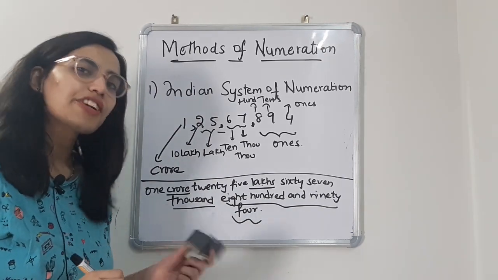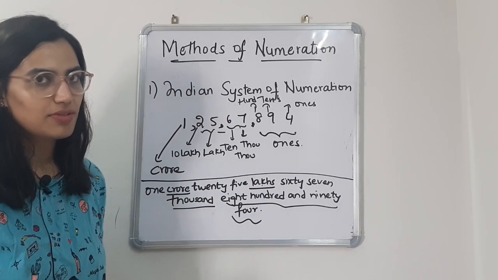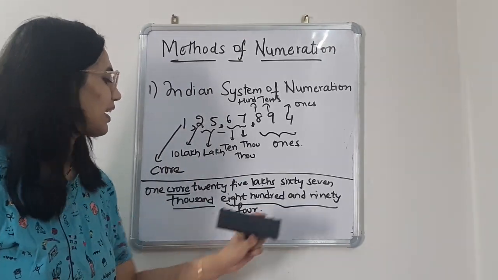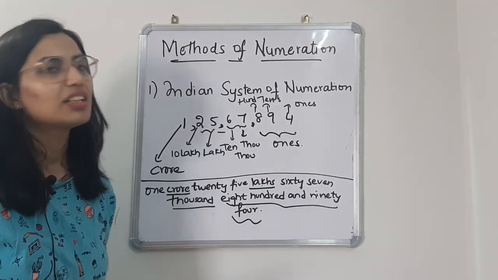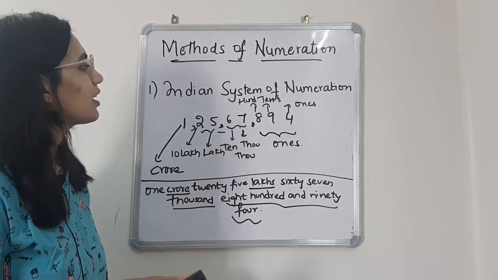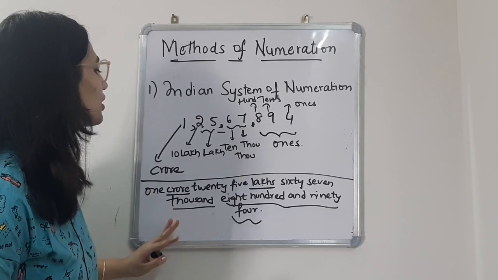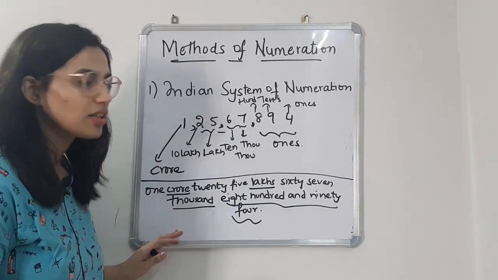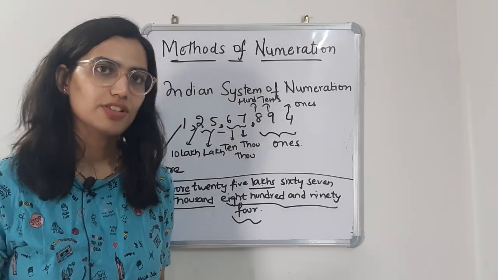So we have different periods for different numeration systems. For the Indian system, we have the periods as crores, lakhs, thousands and hundreds, or you can say that it's ones. Okay? So this is how you convert a number to the equivalent expression using words. So this is how you do the Indian system of numeration.